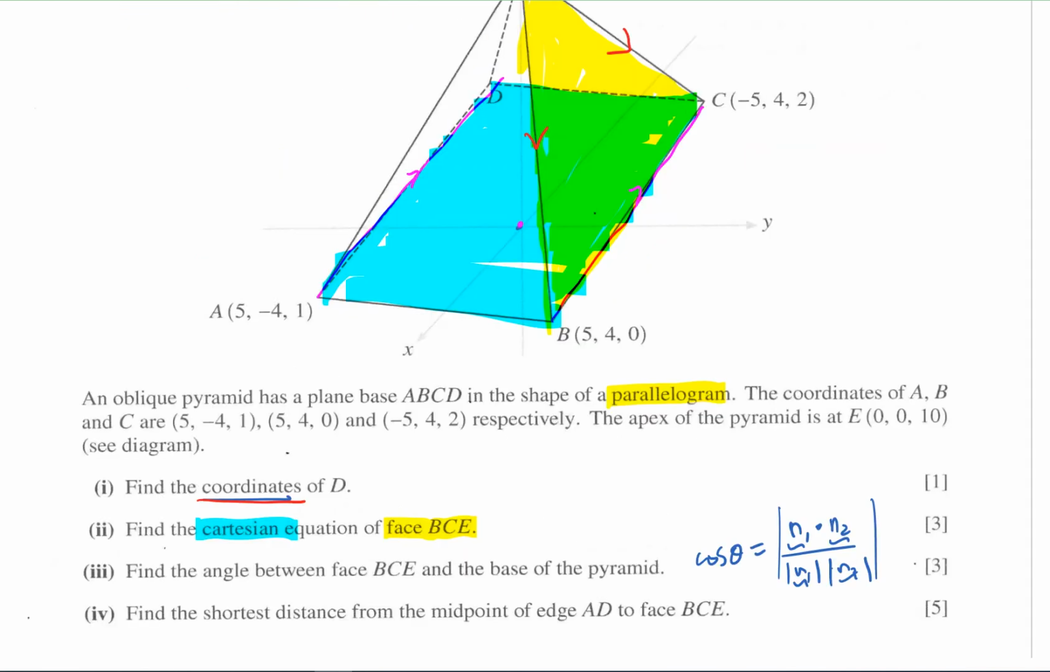All right, so now we look at part 4. Part 4 is: find the shortest distance from the midpoint of edge AD to face BCE.